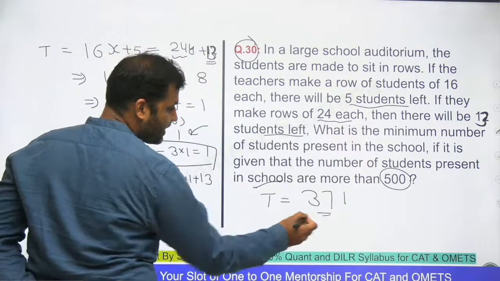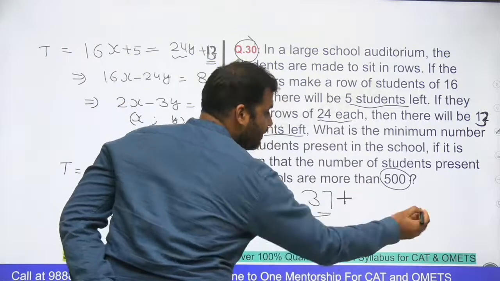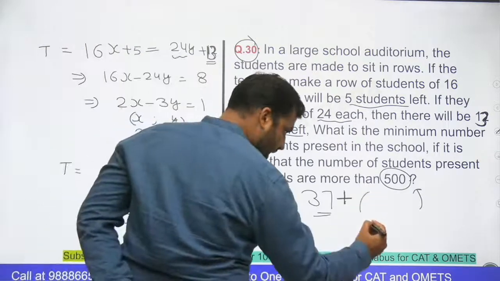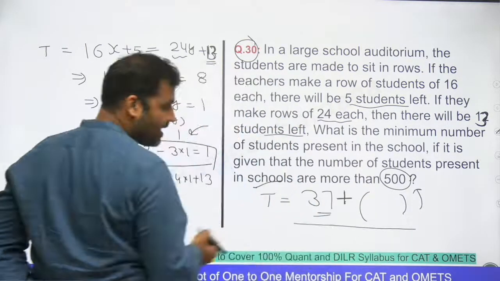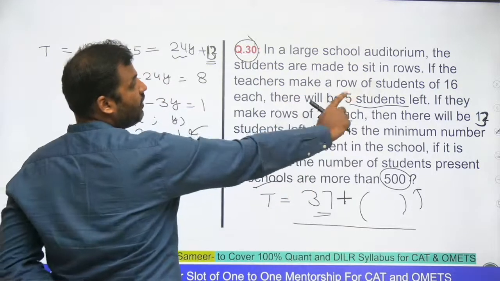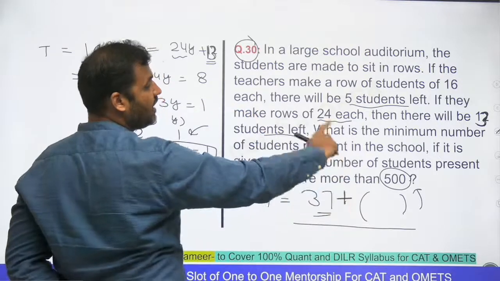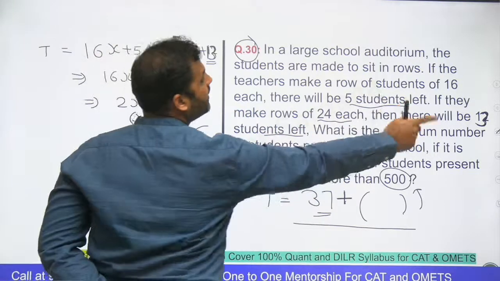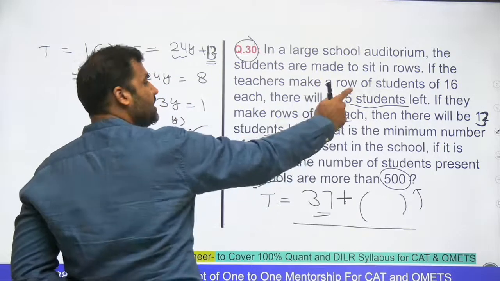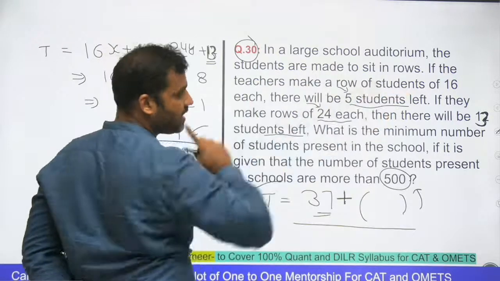37 तो आना ही आना चाहिए बच्चों इसके अंदर, right? But tell me guys, if I want that total number of students are more than 500, तो इसमें ऐसा कौन सा number मुझे add करना चाहिए so that the condition of leaving 5 students when divided by 16 and a remainder of 13 when divided by 24 should not get disturbed. देखो 16 से डिवाइड होके 5 का रिमाइंडर आना चाहिए, 24 से डिवाइड होके 13 का रिमाइंडर आना चाहिए.